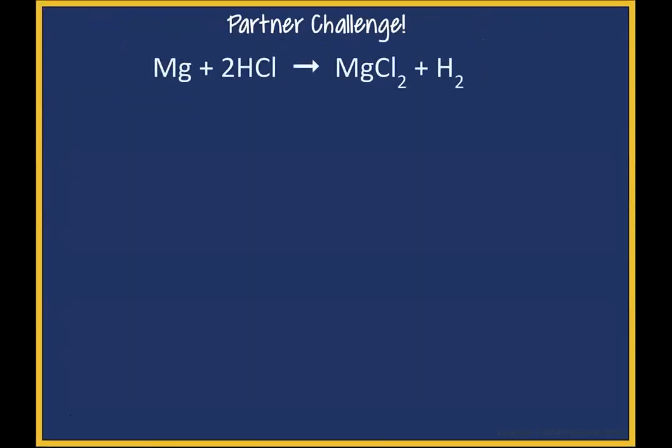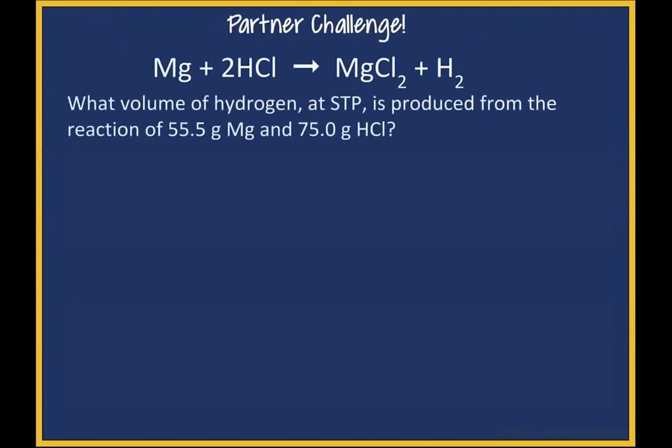Okay, let's try another one. This says partner challenge. What volume of hydrogen at STP is produced from the reaction of 55 grams of magnesium and 75 grams of hydrochloric acid? All right, I'm going to go back to the whiteboard.